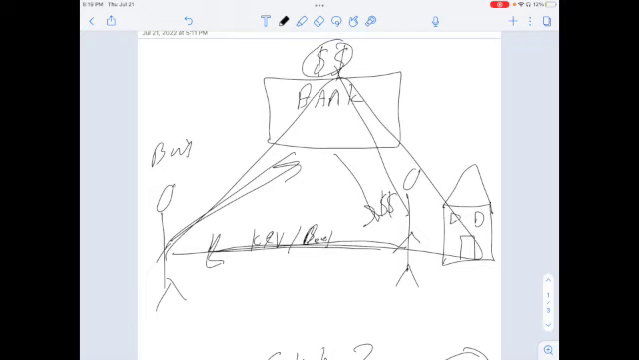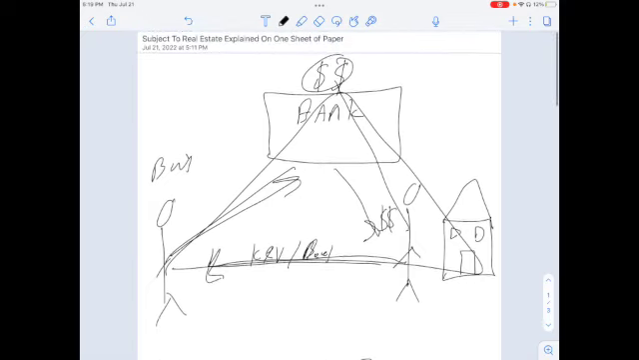So I'm not an attorney, I'm not a financial advisor. I'm just explaining to you how I have bought houses with subject to, and I'm explaining to you on one sheet of paper.